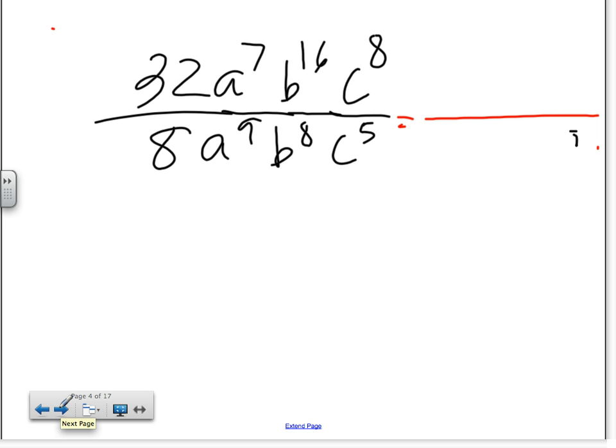The 4, right? You say it's 4. 32 divided by 8 is 4. Where's the 4 going to be? On the top. So now you learned something. Good. What about the A?